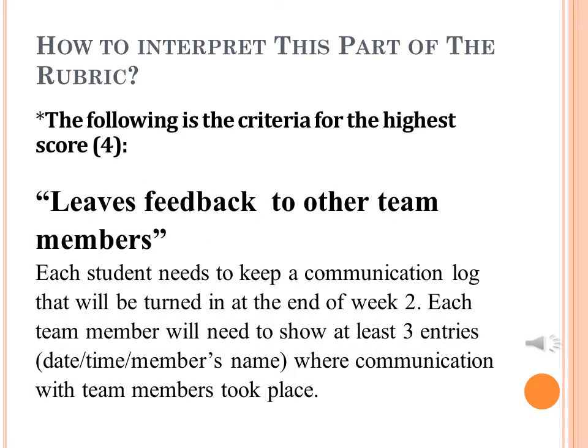How to interpret this part of the rubric? The following is the criteria for the high score. 4. Leaves feedback to other team members. Each student needs to keep a communication log that will be turned in at the end of Week 2. Each team member will need to show at least 3 entries: date, time, member's name, where communication with team members took place. Keep records.